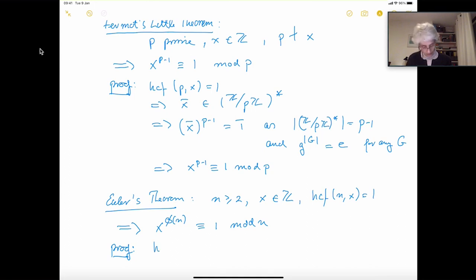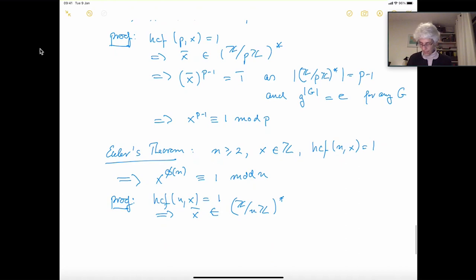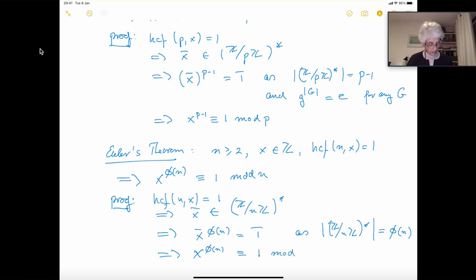because we have that the highest common factor of n and x is equal to 1. This implies that x bar is actually a unit in Z mod nZ. And therefore, x bar raised to the number phi n is equal to 1 bar, by the same reason, namely as the size of the units in Z mod nZ is equal to phi of n, by definition. And once again, because raising any element in a group to the power of the group order gives the identity. And so we are done, namely this now just means that x to the phi n is equivalent to 1 mod n.